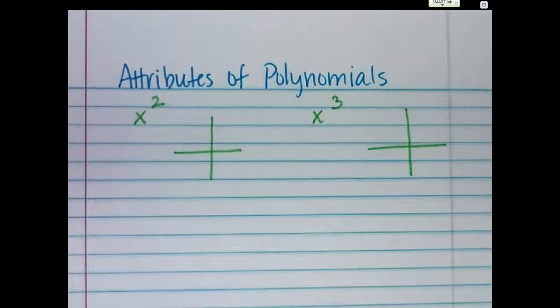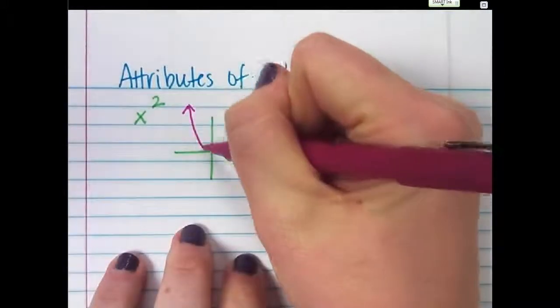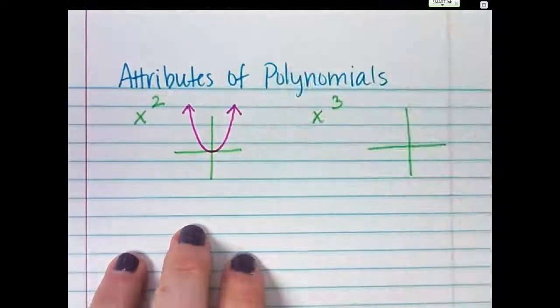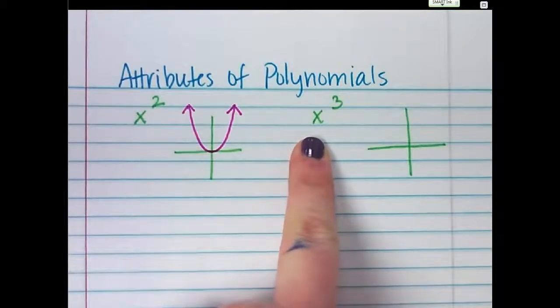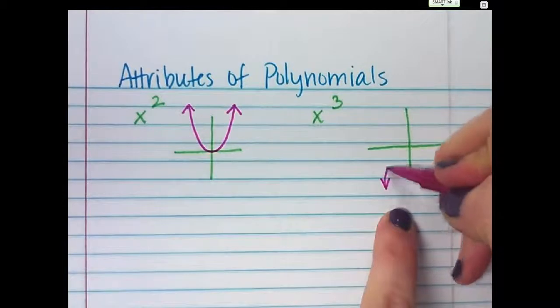What does x squared look like? A parabola, right? Okay, because x squared is a type of polynomial. What does x cubed look like? Yeah, the little curvy s. So it goes like this.